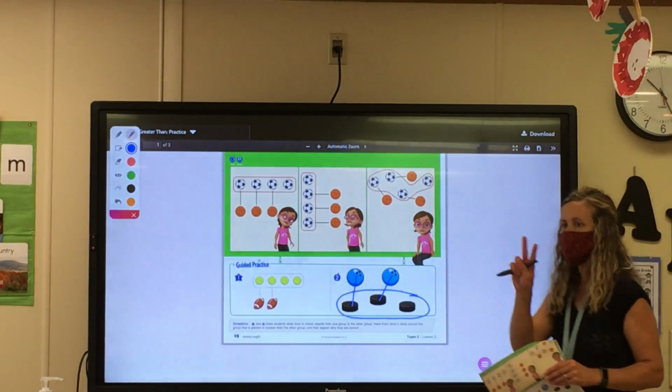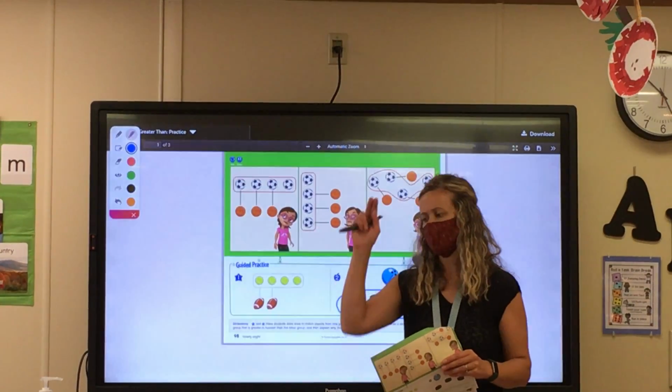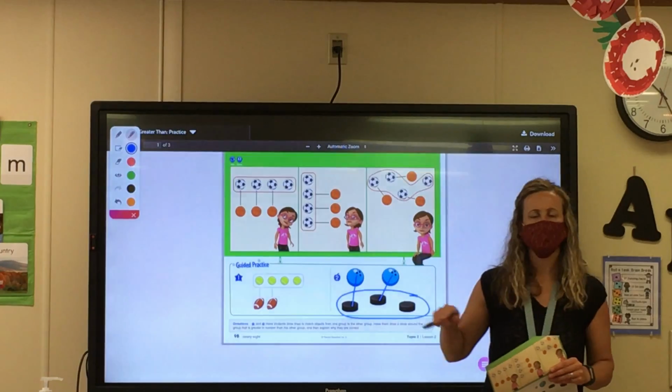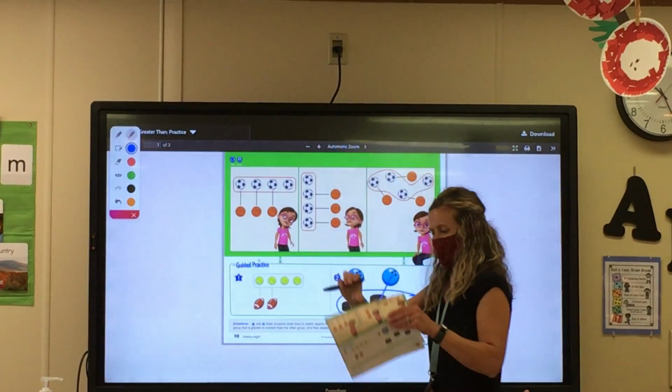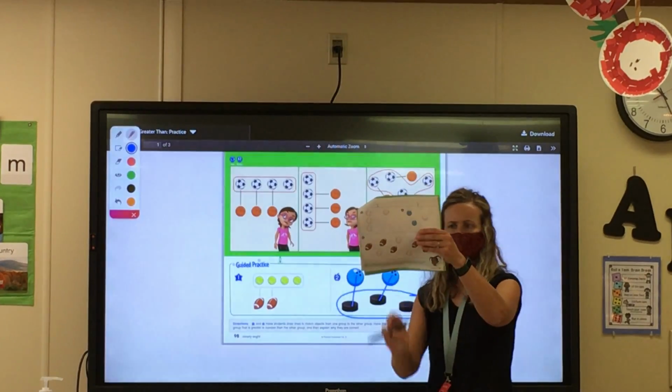All right, so we have 2 things we need to do in each of these. Match them one to one, and then circle the group that is greater. Everyone did that? Thumbs up? Yeah. Okay, take your paper, flip it over.